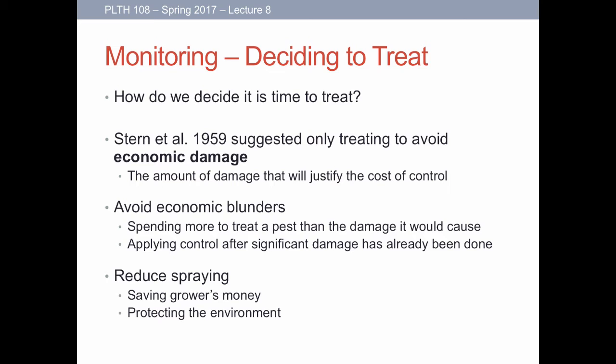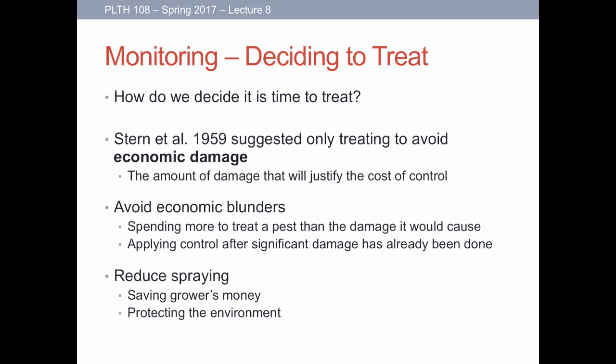And this is helping you avoid all sorts of economic blunders, such as spending more to treat a pest than the damage it would cause, which would be the case of spraying a pest as soon as you find it, or applying control after significant damage has occurred. We're basically sitting at a place where we're going to reduce spraying as much as we can to save money and protect the environment, while also spraying just enough to protect the crop that's out there.